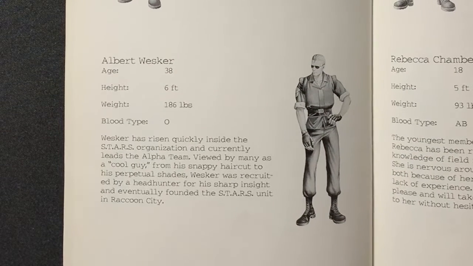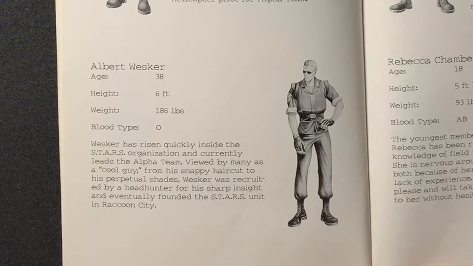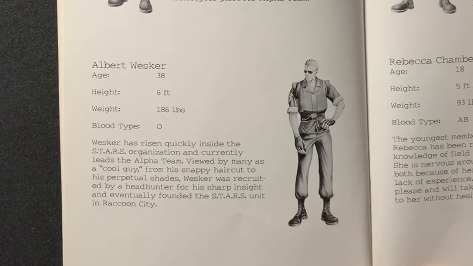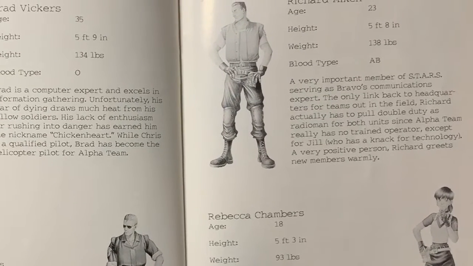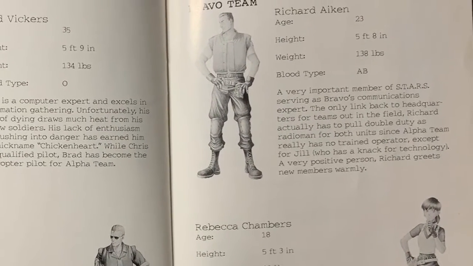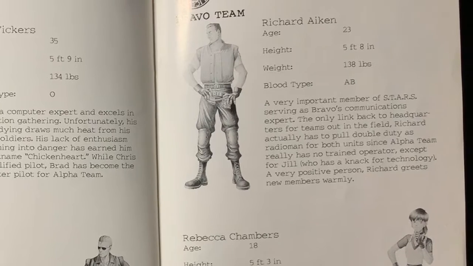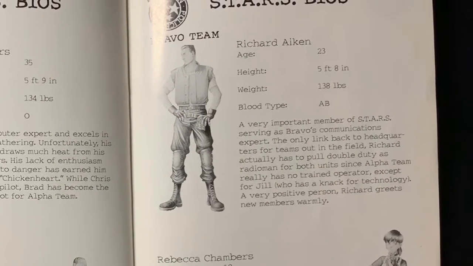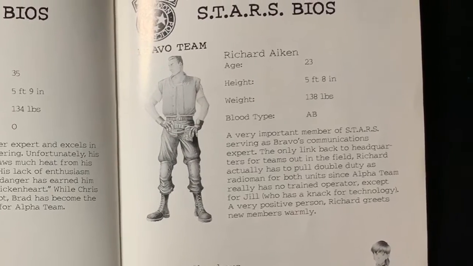Albert Wesker, who's actually older than most, but is the same age as Barry Burton, who's 6 feet, 186 pounds. He's risen quickly inside the STARS organization and currently leads the Alpha team. Viewed by many as a cool guy from his snappy haircut to his perpetual shades, Wesker was recruited by a hunter for his sharp insight that eventually founded the STARS unit in Raccoon City.